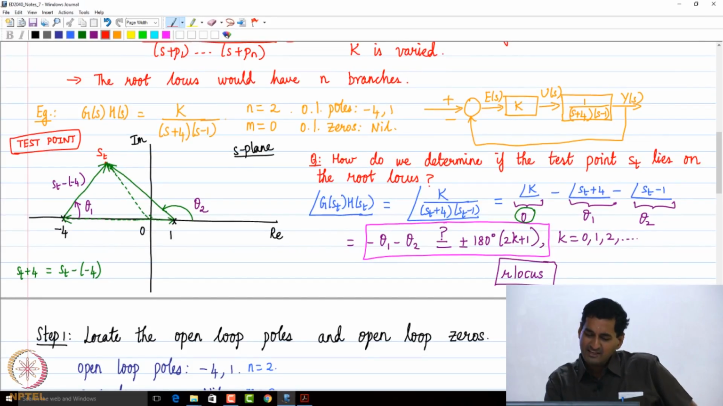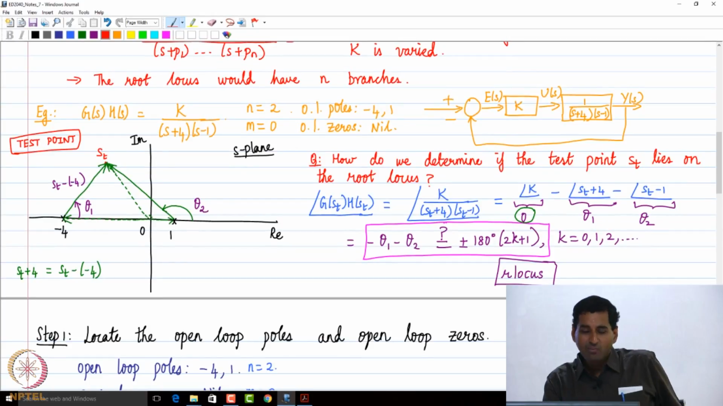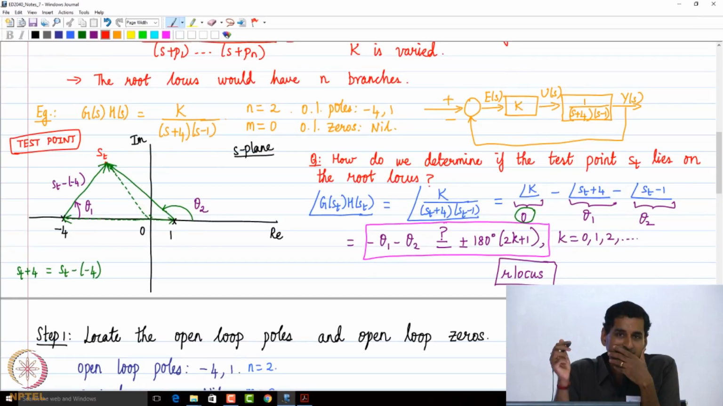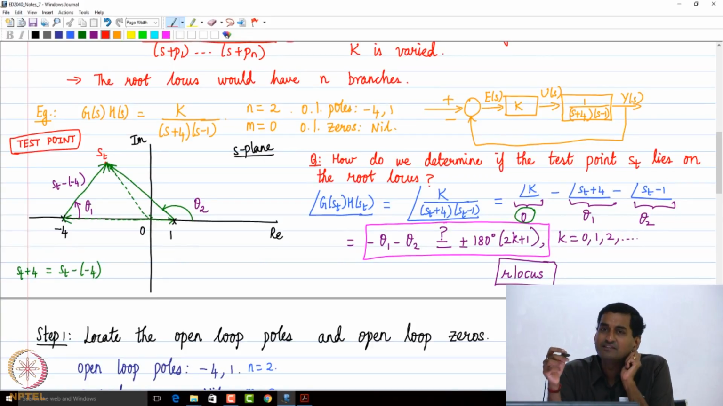So let's say you push the test point st away towards infinity, farther and farther away from the origin. What do you think will happen to theta 1 and theta 2? Any point, any direction, doesn't matter. In the limit, as st goes to infinity in any direction, what do you think will happen to theta 1 and theta 2? They will become equal, right?